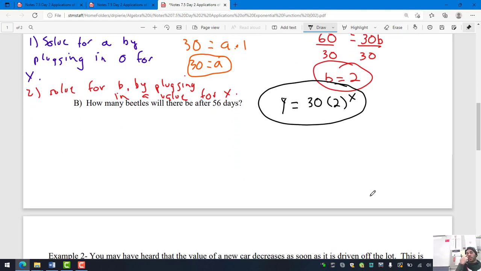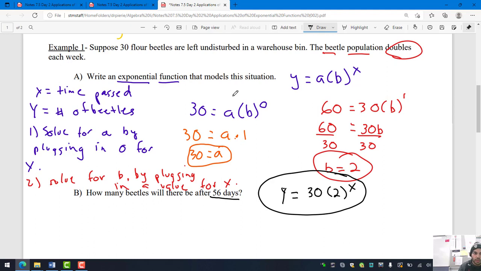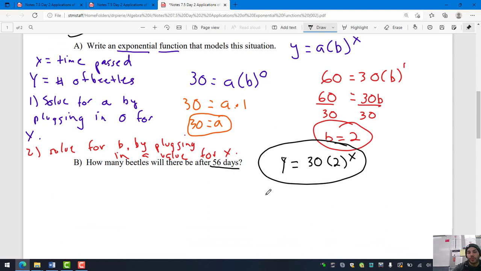Okay, so question B is asking how many beetles will there be after 56 days? We have enough information after we have this equation to solve for this. But the one thing that's important to remember is we wrote this equation with respect to weeks. But they're asking how many beetles will be in the bin after 56 days. So the first thing we gotta do is convert this to a number of weeks. There are 7 days in a week. 56 divided by 7 is equal to 8. 56 days is the same thing as 8 weeks.